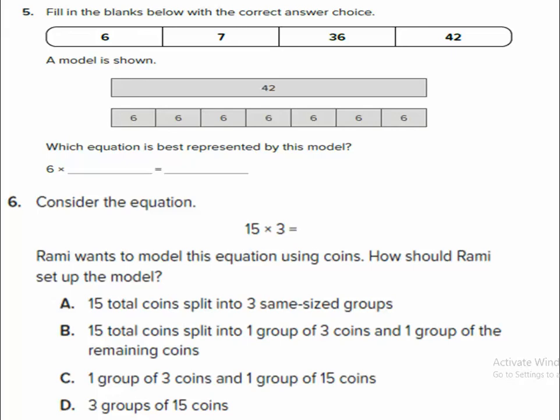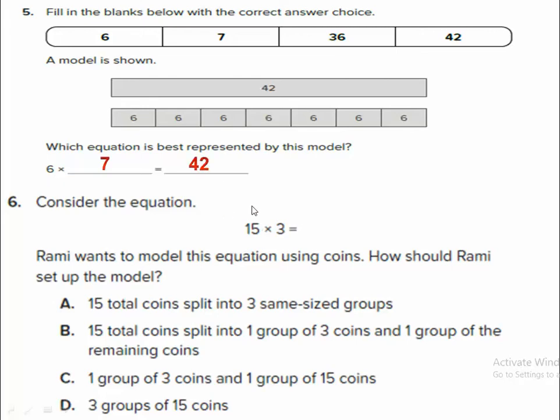Fill in the blank below. Which equation? Here we have 6 and 7 and 36 and 42. A model is shown. This is 42. Okay, and 6 repeated how many times? 7. So it will be 6 times 7 equals the answer 42.